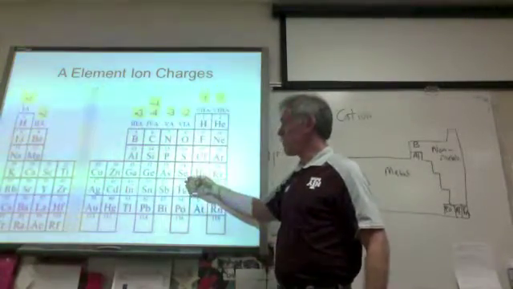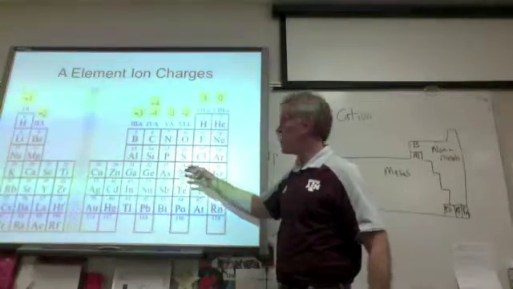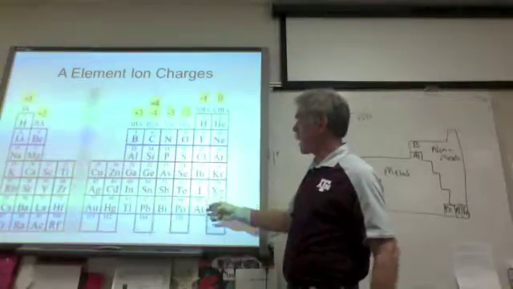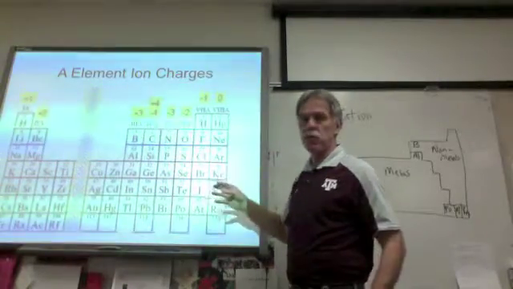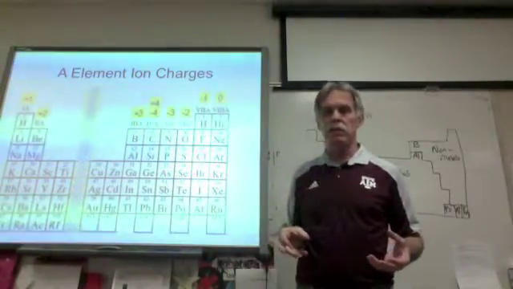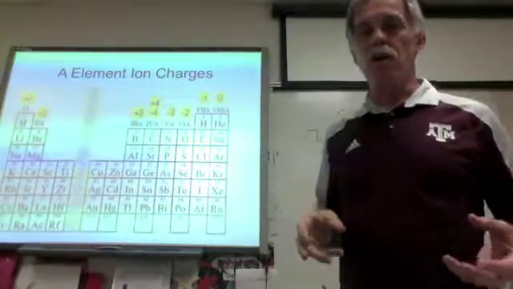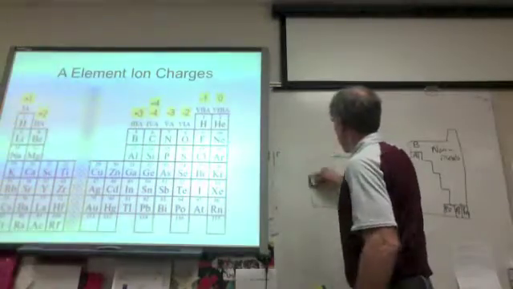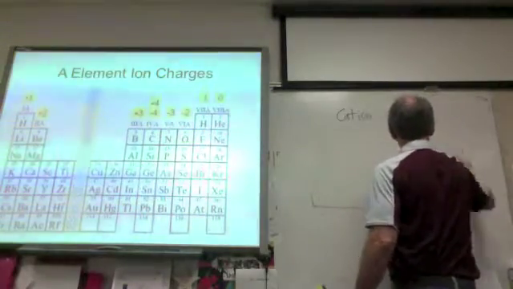This whole column above the stair step is negative 2. This whole column above the stair step, minus 3. This whole column above the stair step is minus 1. So you know right away the charges of these. Now, why do we need to know these charges? Well, when they combine, the charges have to neutralize.